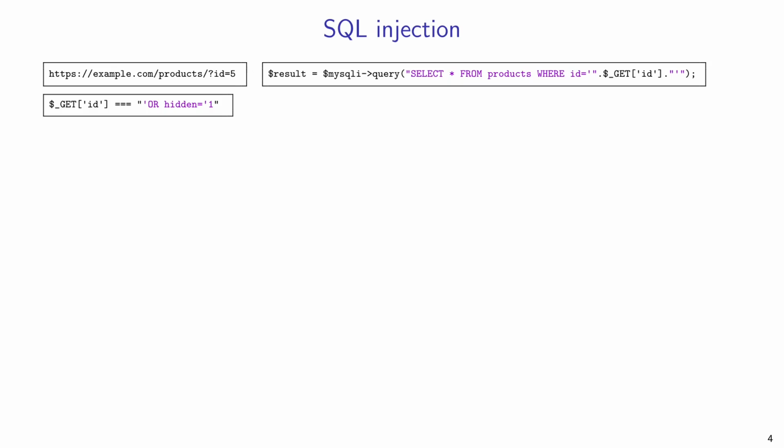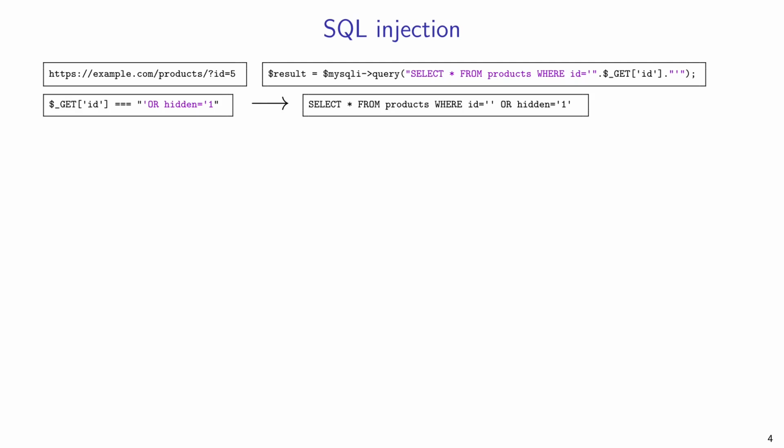Now, what would happen if an attacker submits this type of value in the ID parameter? After we insert this value into our SQL query here, this will be the resulting SQL query sent to the database. What happened here is that the attacker used single quotes here to terminate the value of the ID column and extended our SQL statement with an OR condition that looks for records where the column hidden contains the value 1. Effectively, the attacker modified our SQL statement by injecting SQL code into our query. So that's an SQL injection attack.